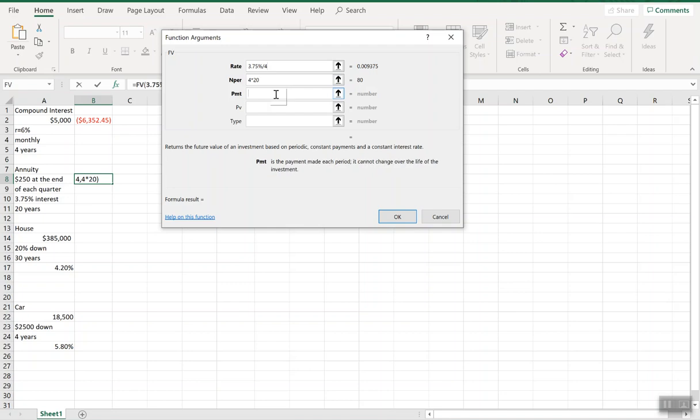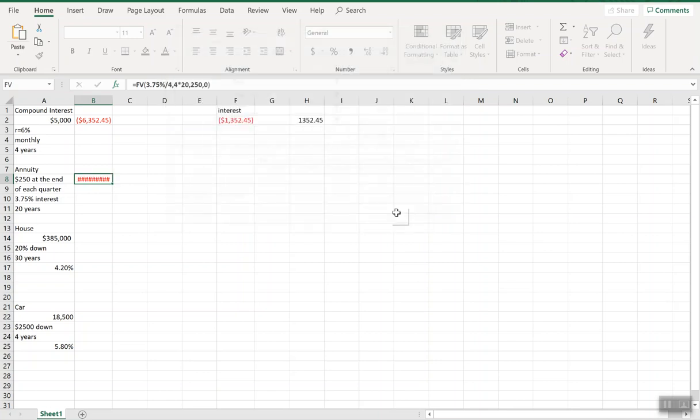The payment, we are making a payment of $250. The present value is if there was some other amount that you started with, like you invested $5,000 and then paid $250 every quarter, you could put that here, but we're not doing that. We're starting with nothing and we're slowly adding $250. And then again, the type, omit it. It's going to do it at the end, so just don't put anything in for type, and you say okay.